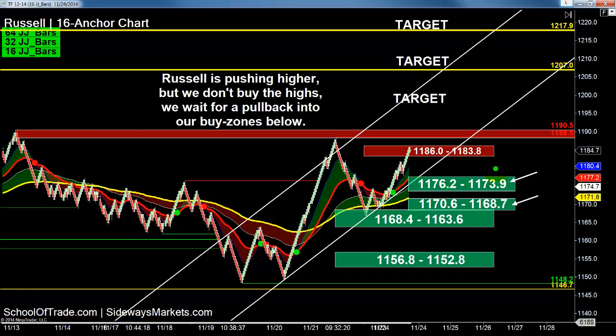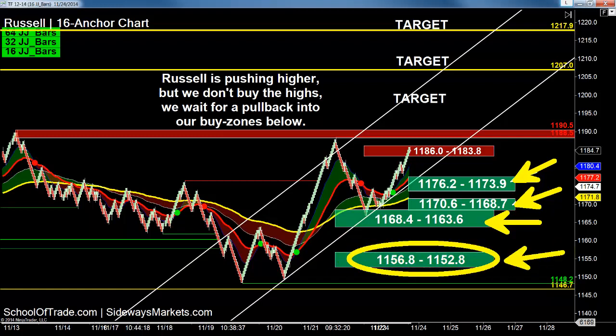Waiting on a pullback. So if you are going to be a buyer right now in this Russell, you're playing with that bull and you're going to get the horns too with it most often. But if you want to be a buyer in the short term right now, you've got buy zones here: 76.2, 70.6, 68.4, and a just tasty, a delicious buy zone there at 1156.8.